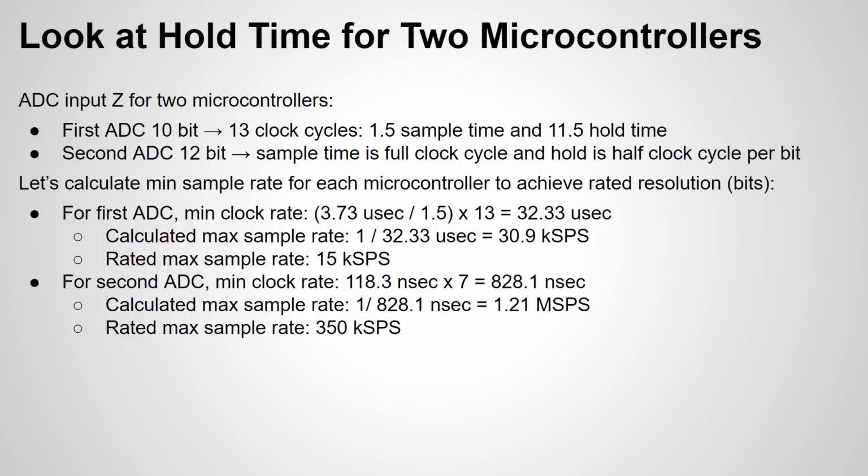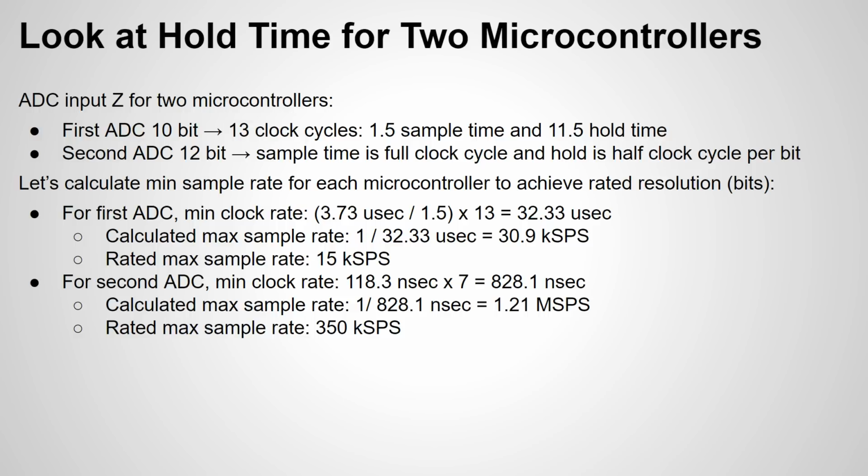So the total time for the Atmega 328P to make a measurement that's 10 bits is 32.33 microseconds. If we assume that there's no other delays in making a measurement in free run mode, its max sample rate is 30.9 kilosamples per second. Now, the max sample rate they spec is only 15 kilosamples per second, so it's much slower, or twice as slow as this, and we'll explain why they do that in a second.